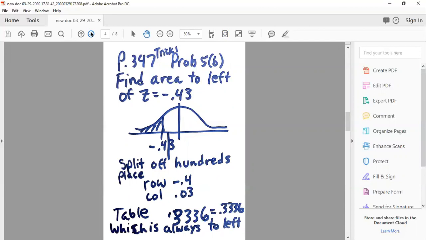Just to remind everyone that z value, negative 0.43, is the number of standard deviations away from the mean. The mean is at the center y-axis. So we're referring to 0.43 standard deviations below the mean because it's negative, and we're trying to find the area below that or left of that. On all of these problems, when they give you the z values at the bottom, you split off the hundredths place. The part to the left, negative 0.4, is the row on the z table, and the hundredths place, 0.03, is your column.